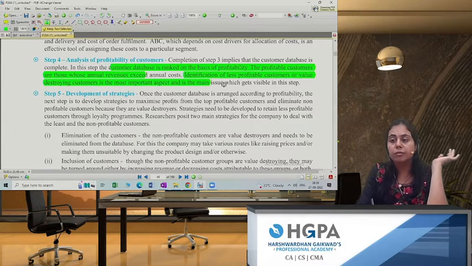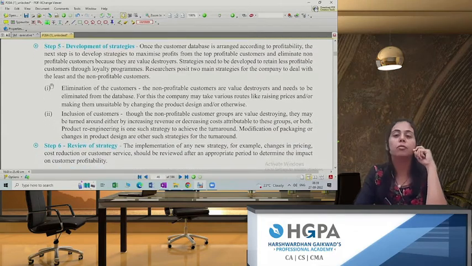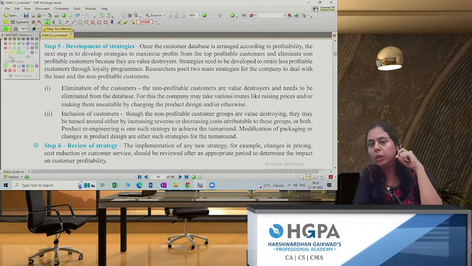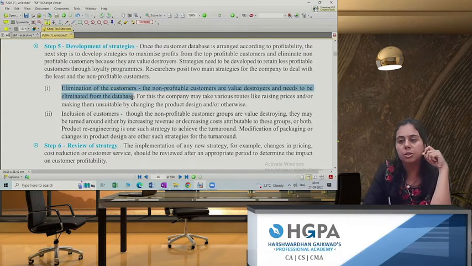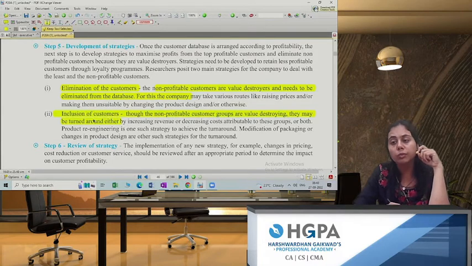Here we will identify the less profitable customer or the customer which has disappointed the business. And then accordingly we will develop the strategy. What is your strategy going to be? Common sense, that is elimination of the customer. First of all, we might be eliminating few customers who are non-profitable, and we will be inclusion of the customer.